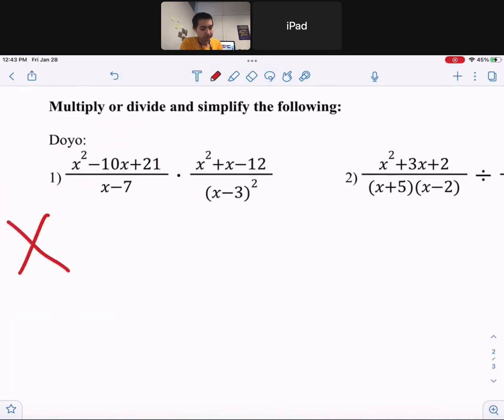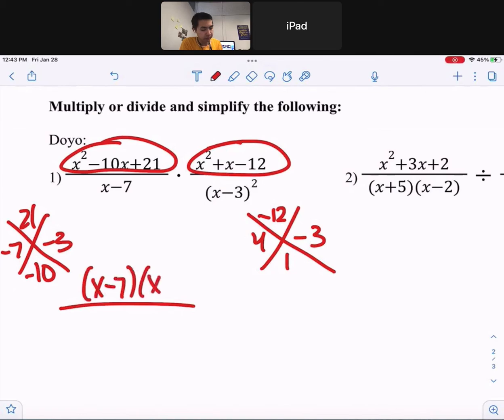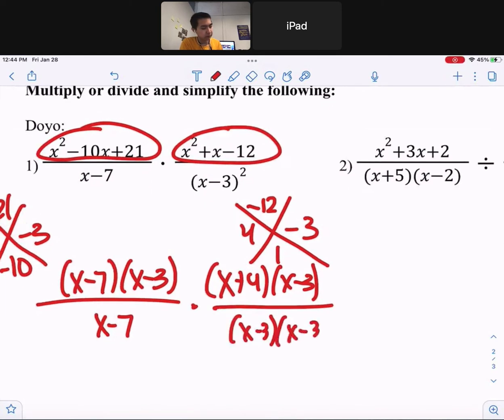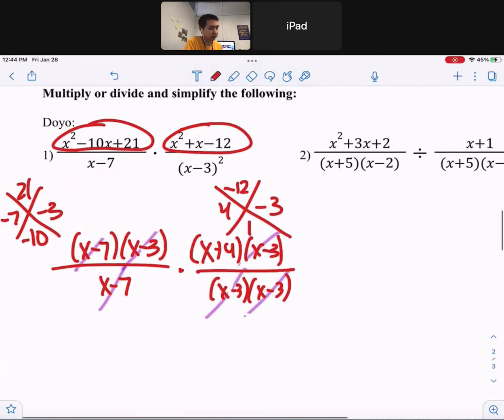Okay, up top, factor the top part, so you guys get negative 7 and negative 3. And over here, the top one right there, so I'll circle the ones you guys have to factor, right? 4 and negative 3. So on the numerator, you guys get x minus 7 times x minus 3 all over x minus 7. On the top right, you guys get x plus 4 times x minus 3 all over. Now again, if you guys want to rewrite this to be x minus 3 times itself, you guys can, right? So now let's cancel out everything. X minus 7s, we can cancel. X minus 3, 1 for 1, cancel. Another x minus 3, cancel from top and bottom. So all that's left is x plus 4.